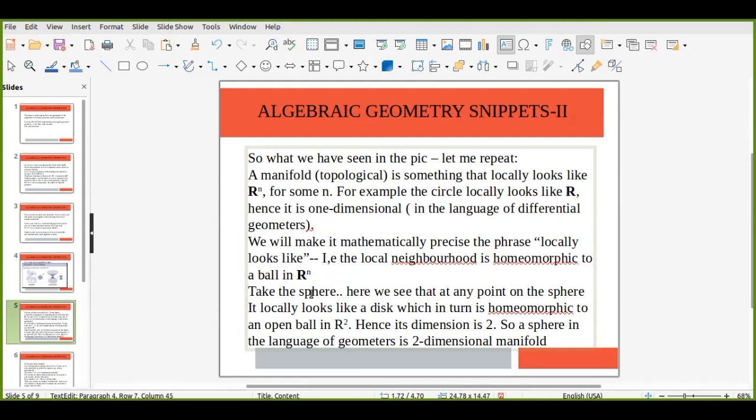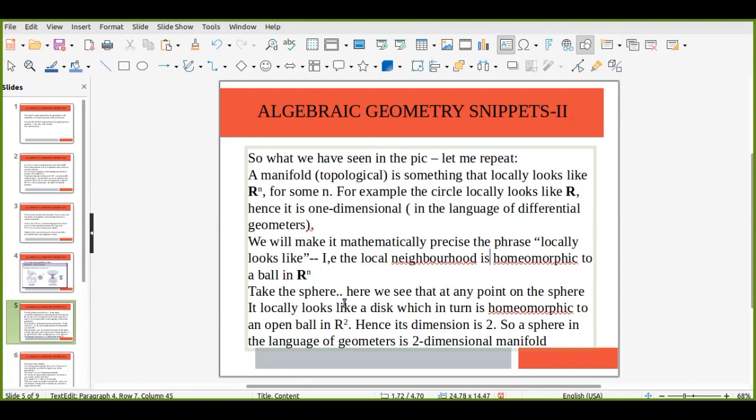Take the sphere, for example. Here we see that any point on the sphere looks like a disk, up to homeomorphism. So we can make a homeomorphic map of that neighborhood to a disk, and therefore it's an open ball in R2, and therefore it's a two-dimensional manifold.